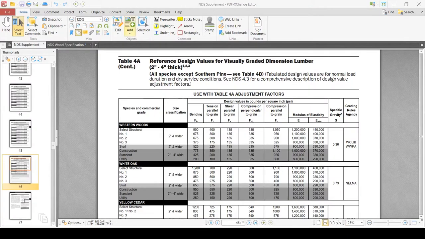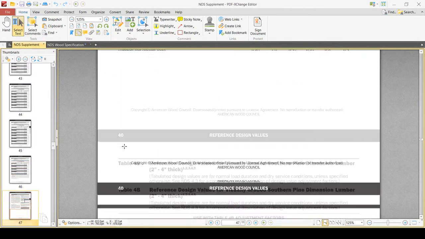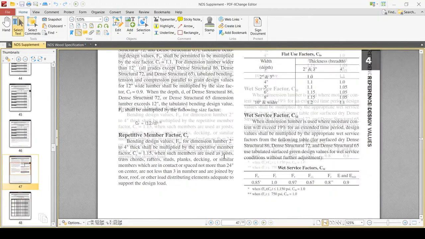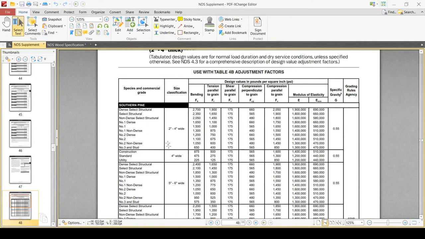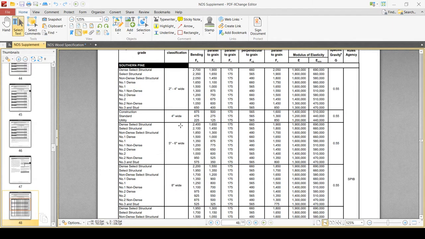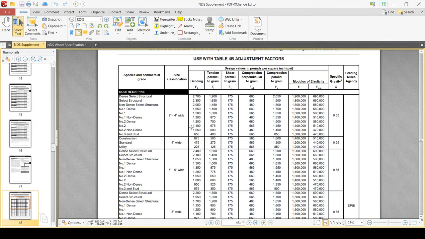So let's go to the PDF here, and here we're still at 4A, and we'll talk about these repetitive use factors and size factors and everything else. We'll get to that, don't worry. So we're looking at southern pine, and at first it might be tempting to jump down to say, oh, here, southern pine number 2, I can just use these values right here. I found a number 2 southern pine, what's the problem? Well, the table is going to be set up a little bit differently than the previous table with the other species other than southern pine. There's some differences in how this table is organized.